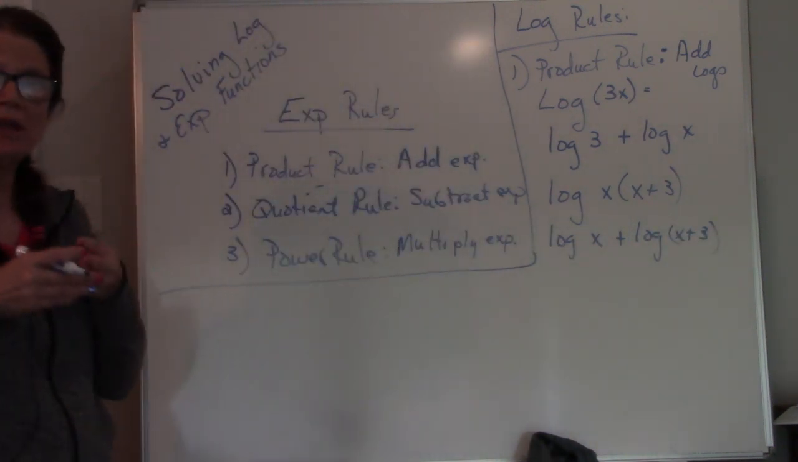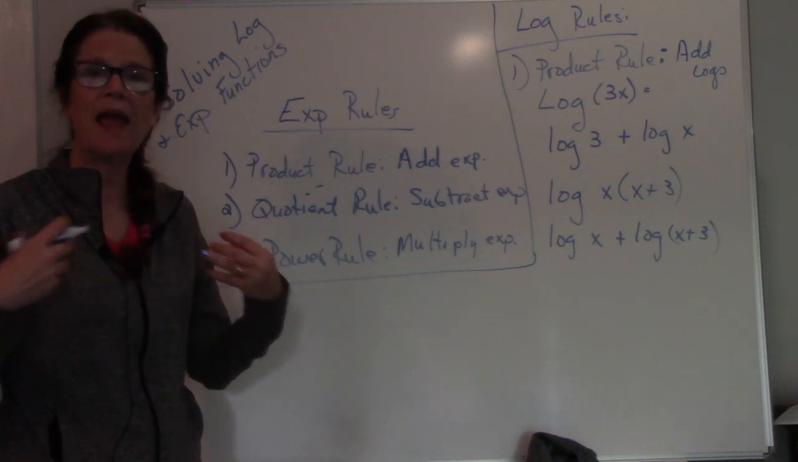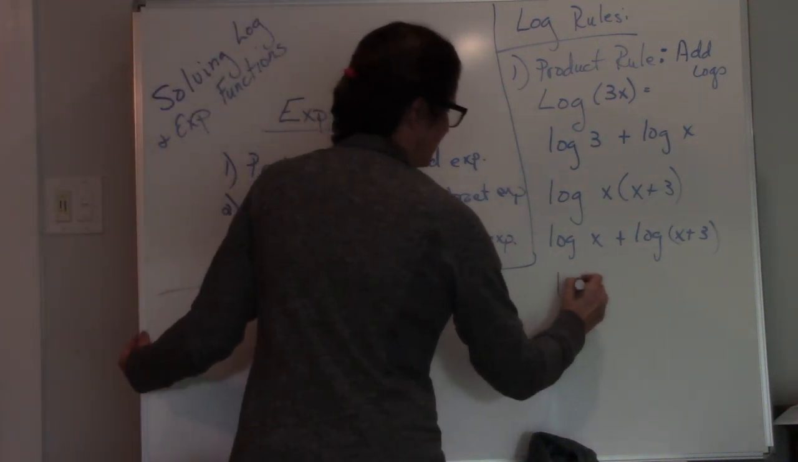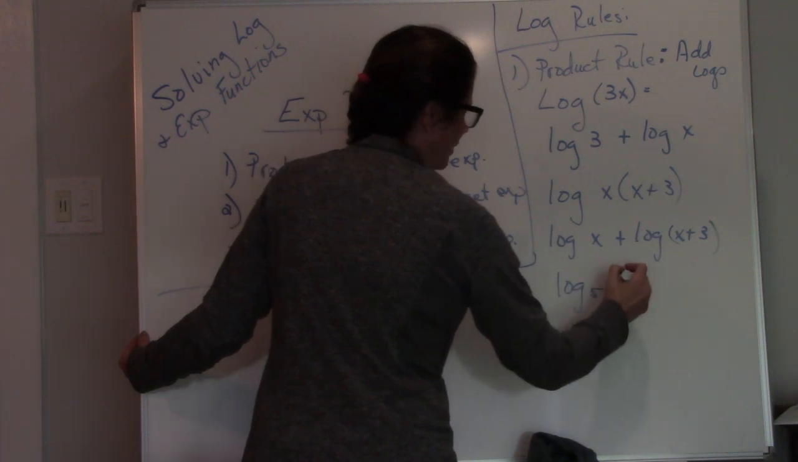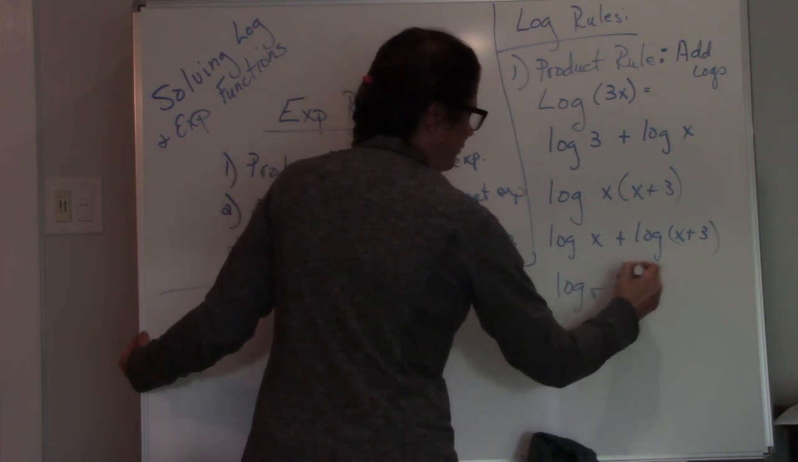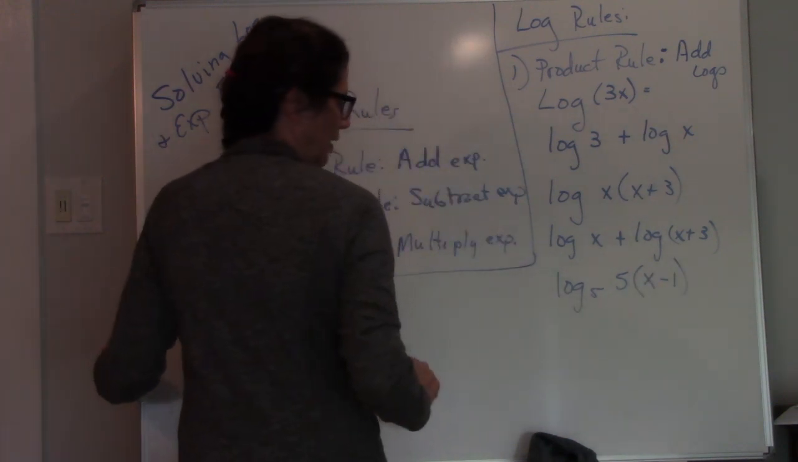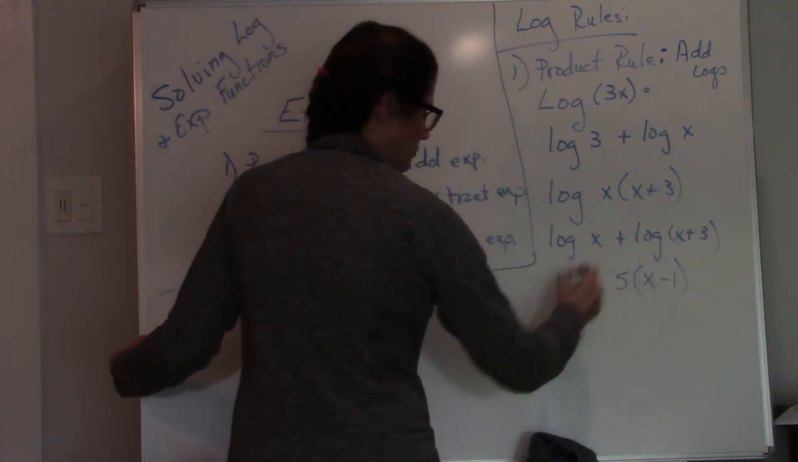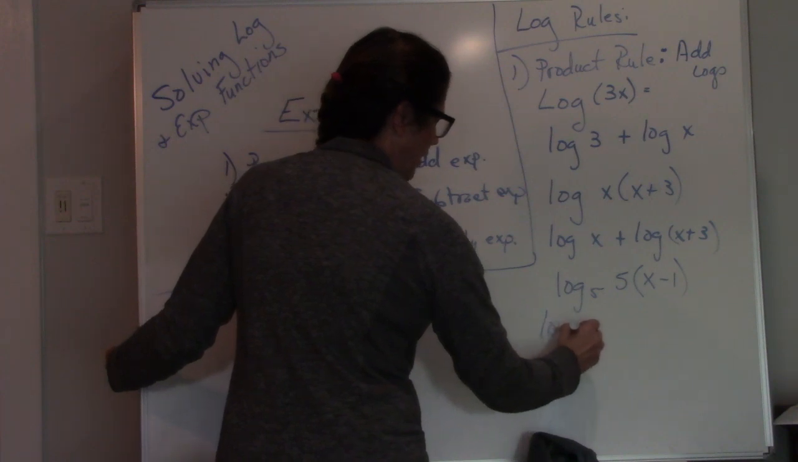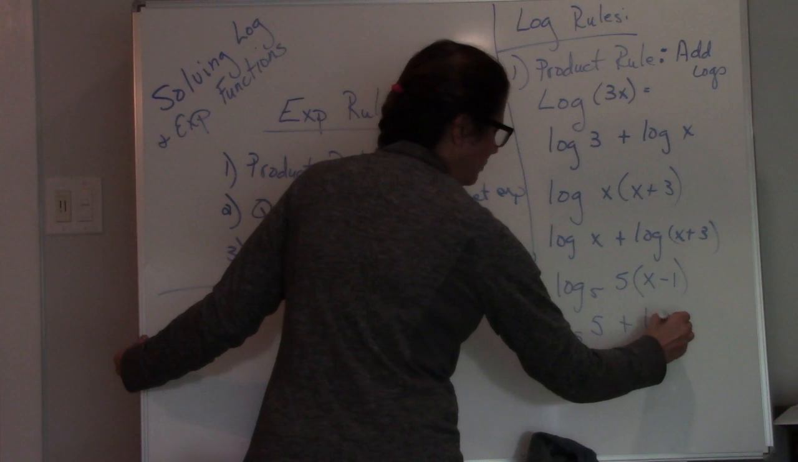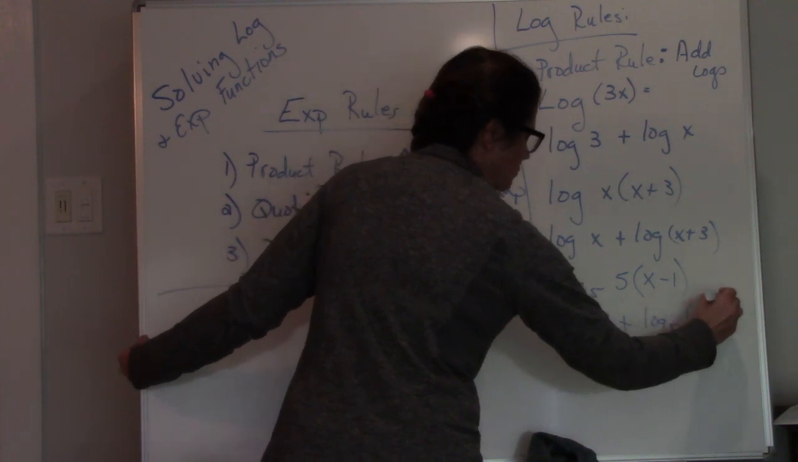Okay, I'm multiplying two logs, which means I am adding the logs. All right, one more. If I had log base 5 of 5 times x minus 1, okay, I'm showing multiplication. So I have log base 5 of 5 plus log base 5 of x minus 1.